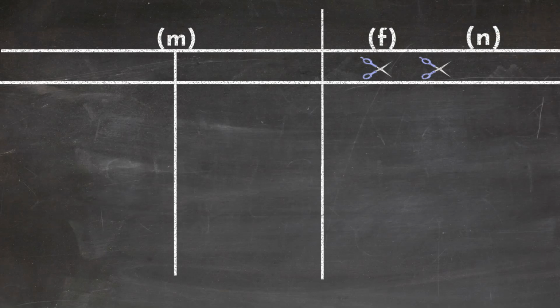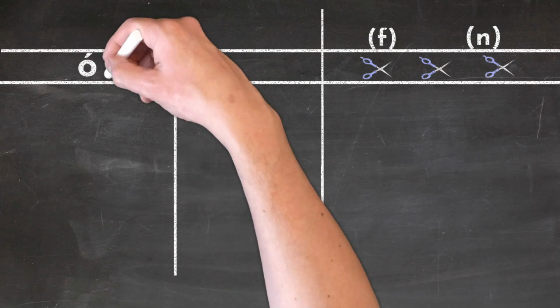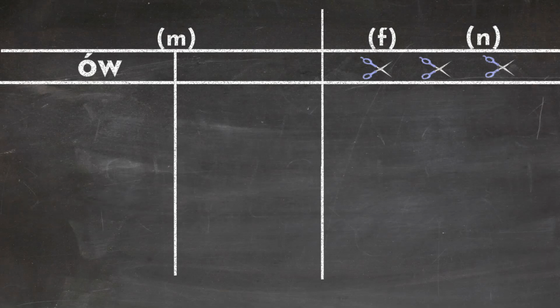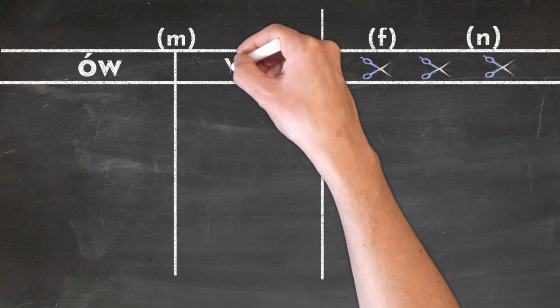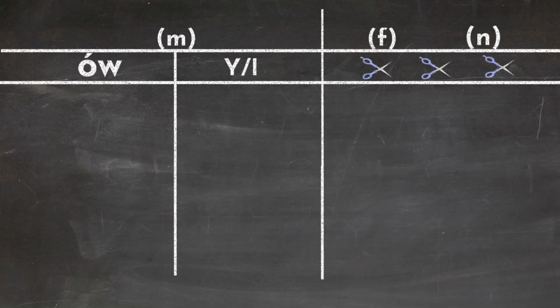When we talk about plural forms in the genitive case, we don't have a distinction between masculine animate and masculine inanimate. However, we still have two endings to be applied, ów and y/i. How do we know which endings go where? Let's look at noun endings.